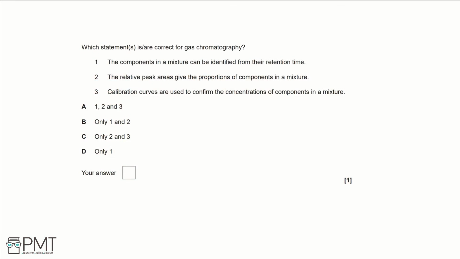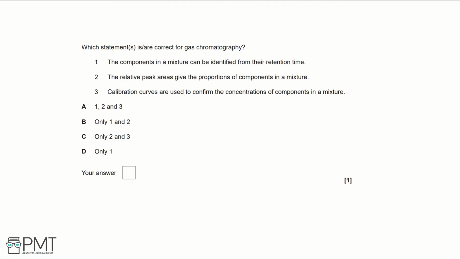Which statement or statements is or are correct for gas chromatography? 1. The components in a mixture can be identified from their retention time. 2. The relative peak areas give the proportions of components in a mixture. 3. Calibration curves are used to confirm the concentrations of components in a mixture. A. 1, 2 and 3. B. Only 1 and 2. C. Only 2 and 3.